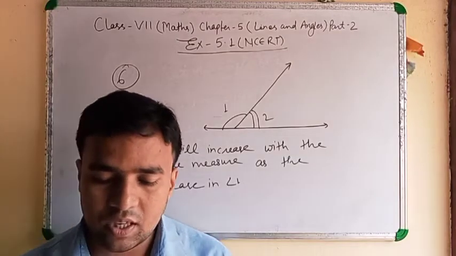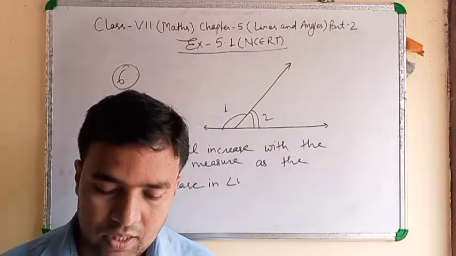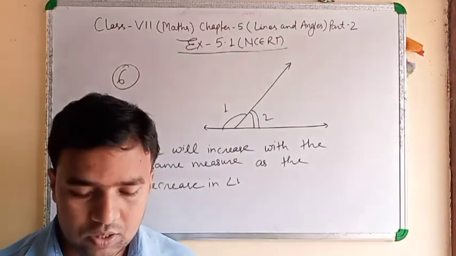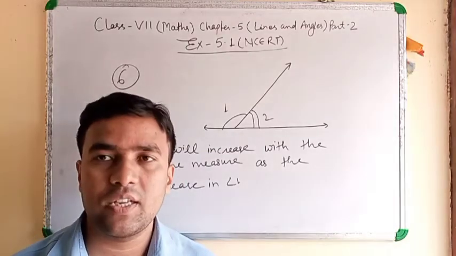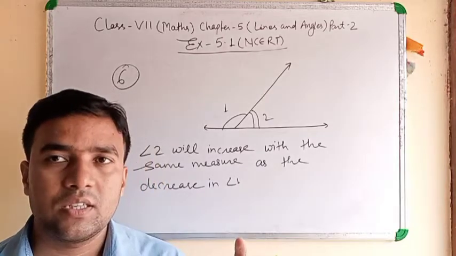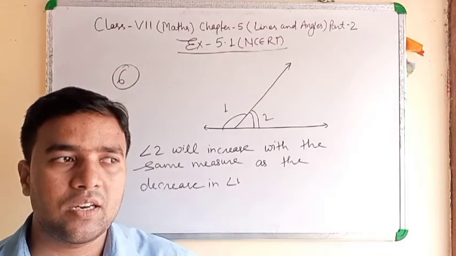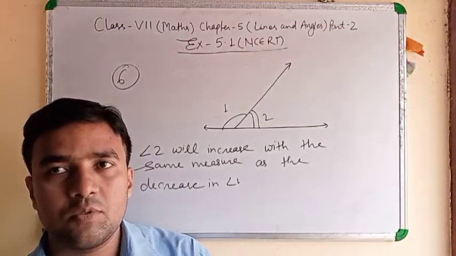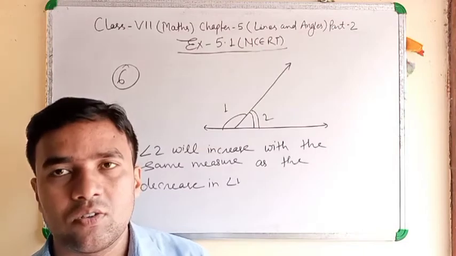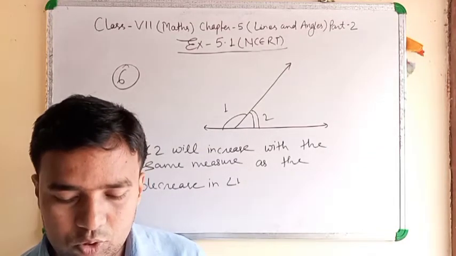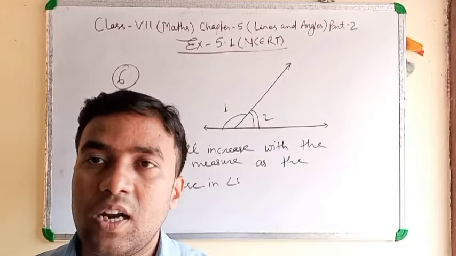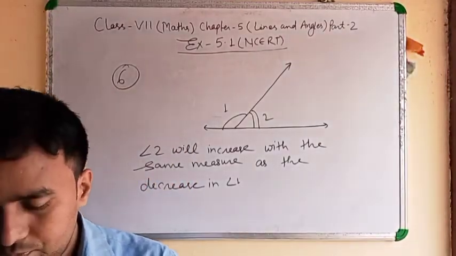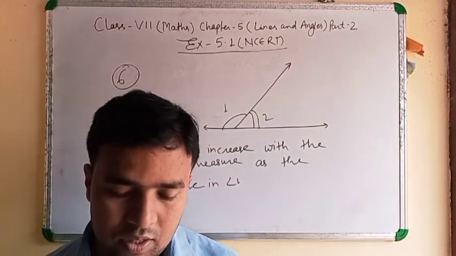Question number 7. Can two angles be supplementary if both of them are acute? Means it is asking only yes or no. If you take two acute angles and add them, will it come supplementary or not? If you take two acute angles and do the sum, will you get 180 degree or not? Not. You will not get 180 degree. Clear? Then the answer is no. Question 7, first one answer is no.